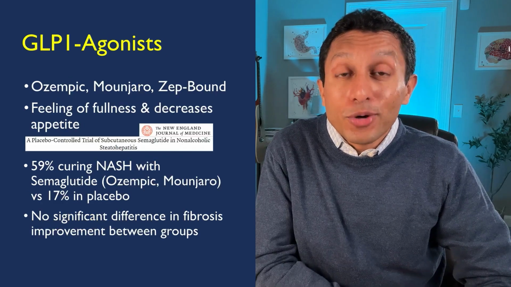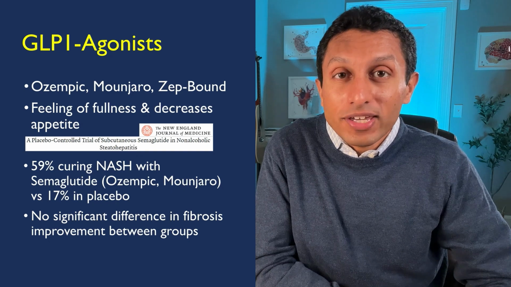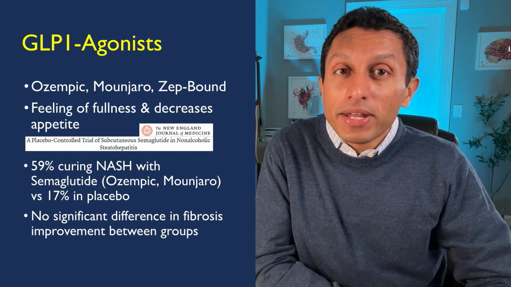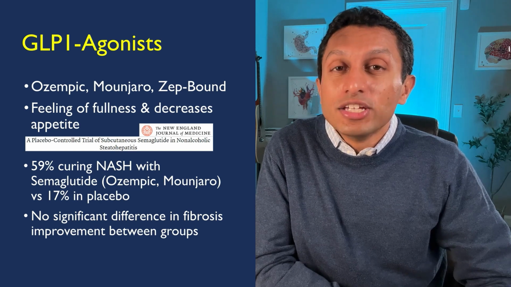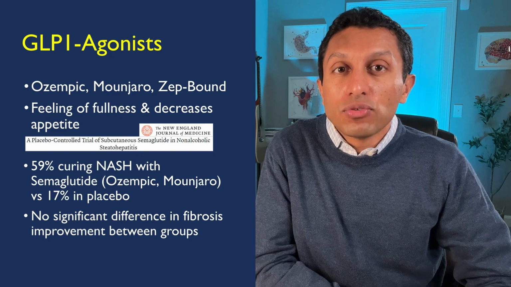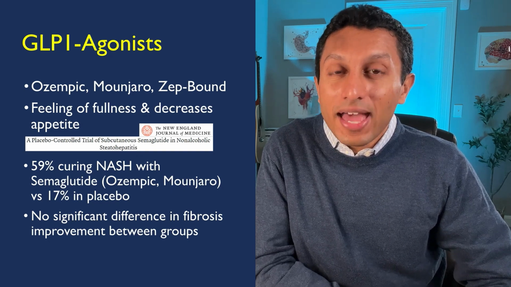Recently, medications like Ozempic, Mounjaro, Wegovy, and Zepbound have created quite the buzz in the world of weight loss. These are medications that are in a class called GLP-1 agonists. They help induce the feeling of fullness and decrease appetite.